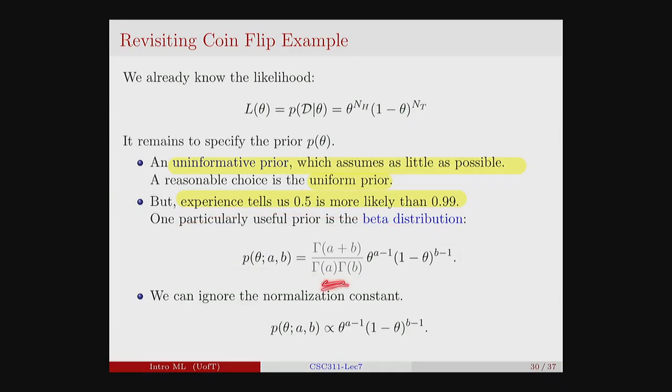I've shaded out the stuff here, and that's the normalization constant, which is this ratio of gamma functions. But the term you really need to pay attention to is here. For any value theta that lies in the unit interval, the probability density function for that value theta, given the parameters of this beta distribution A comma B, is theta raised to A minus 1 and 1 minus theta raised to B minus 1. If we ignore the normalization constant, we can simply write down that the PDF is proportional to this quantity.